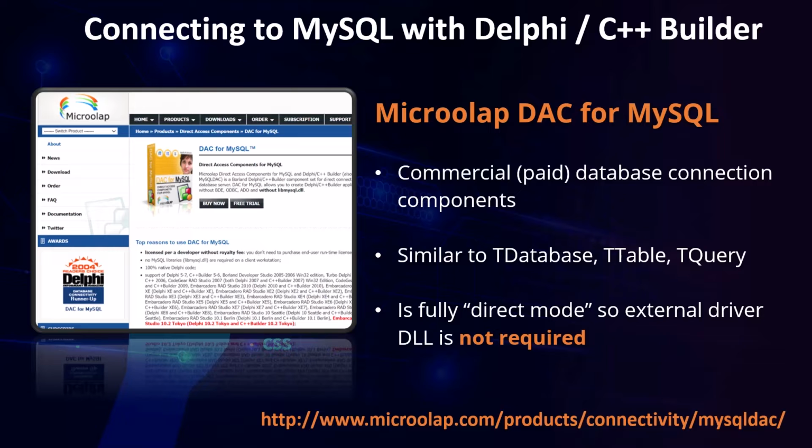It's more similar to the T database, T table, and T query style of doing things. So UniDAC and MyDAC, the components from Devart, are more like FireDAC, which does things slightly differently. And Micro OLAP's DAC is much more like the old BDE style way of doing things with T database and T table and T query. Nothing to do with the BDE, it's just the way it works. Very, very compatible if you've got a BDE app.